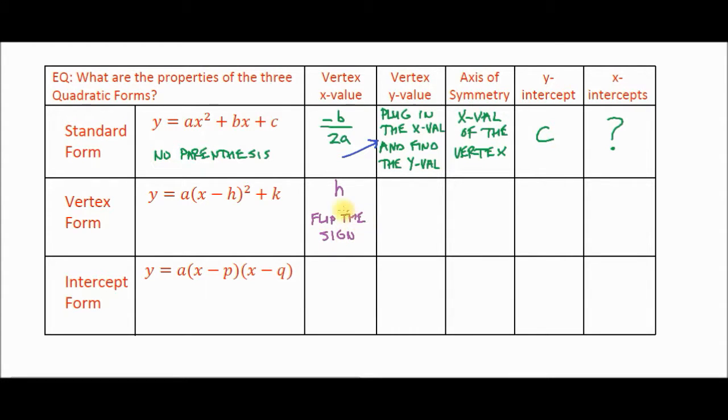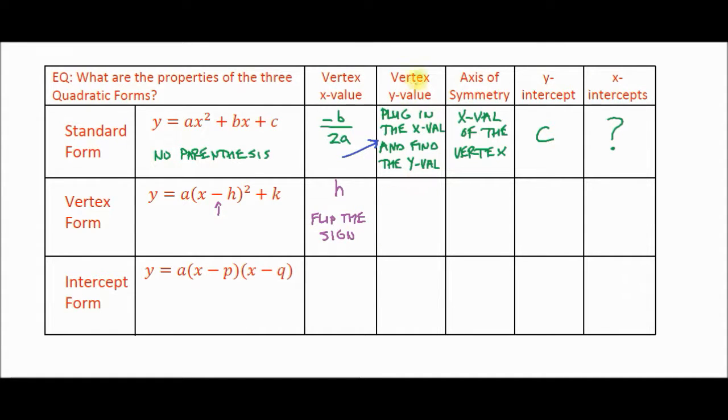The reason is that this equation actually has a minus sign here. Because there's a minus sign in the equation, if this said x minus 4, our h value is positive 4. If this said x plus 4, our h value is actually negative 4, because whenever you write out the equation, the subtraction sign stays with the equation, and then you have your value for x. So just remember, whenever you pull the h value out of a vertex form quadratic, you flip the sign.